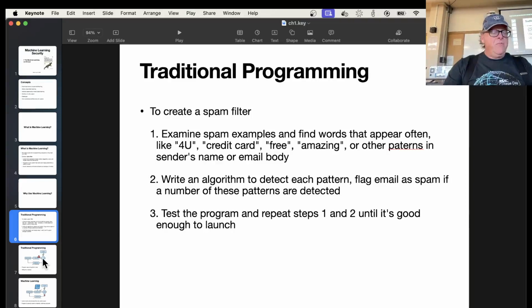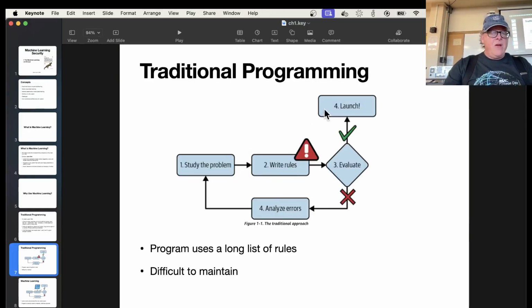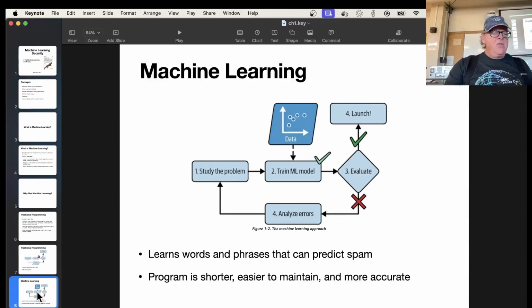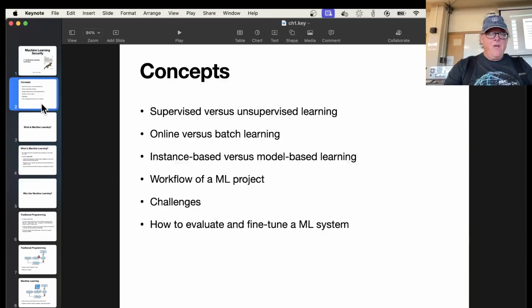So the machine learning solution is like this. That's traditional programming. You study the problem, you write rules, you evaluate them, then you launch your thing, and then you analyze the errors and try to improve it. In machine learning, you study the problem, you design an AI model, which is a series of neurons that can just learn from experience. Then you train the model on some training data, which is probably in this case labeled spam or not spam. Then you evaluate to see how good it is. You analyze the errors to see if it's good enough, and when you think it's good enough, then you launch it. And you can have it continue to learn as it runs forward. So that's the modern solution. That's machine learning. All right.